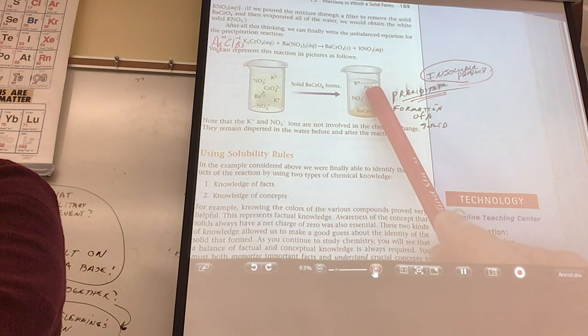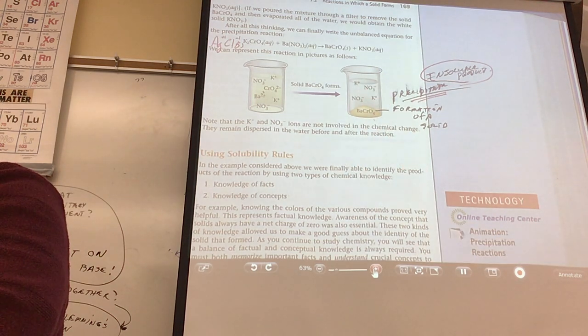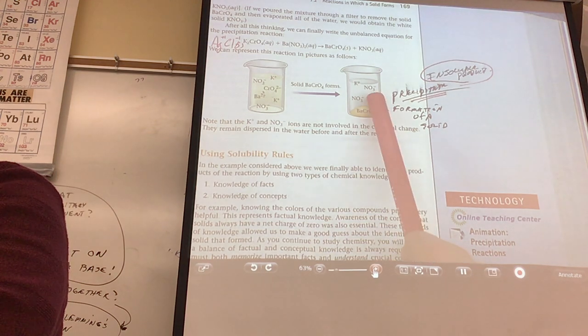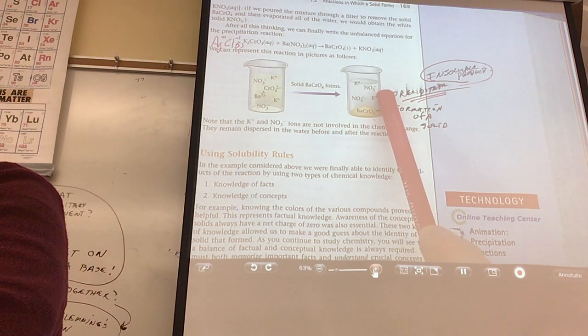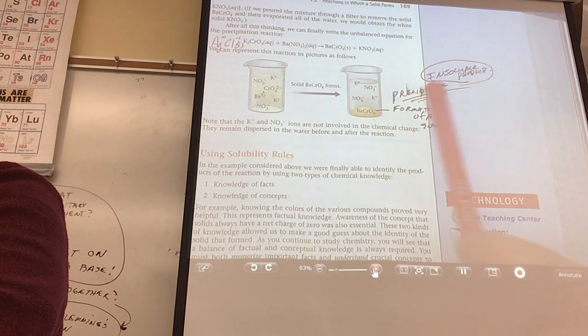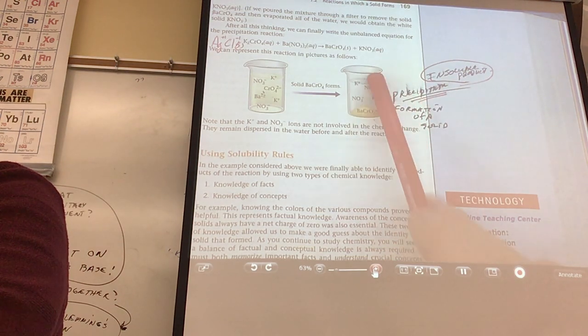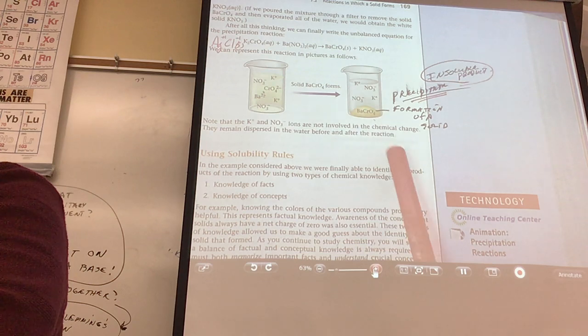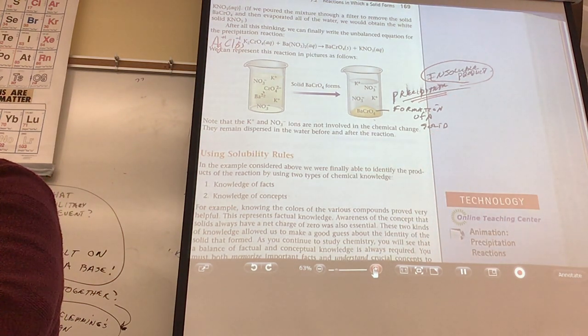I keep looking at your faces because I'm looking at you. All right. How about John? What do you think? Will this still be an electrolyte? Yes or no? What do you think? If I stuck those two wires in here, do you think it would conduct electricity? Why? Okay, that's fine. Thanks for being honest. What do you think, Max?